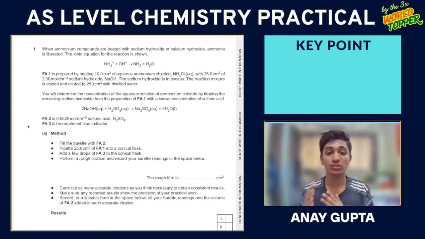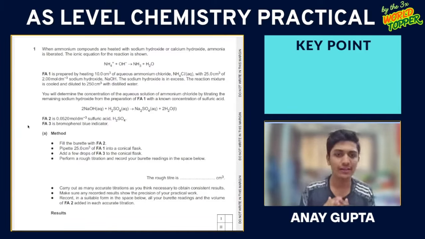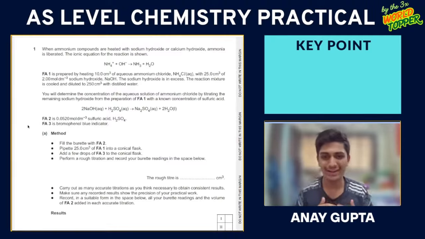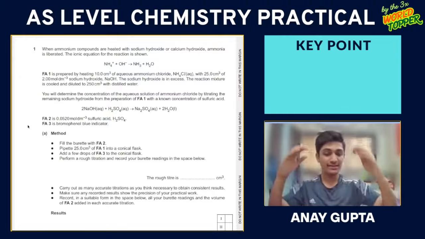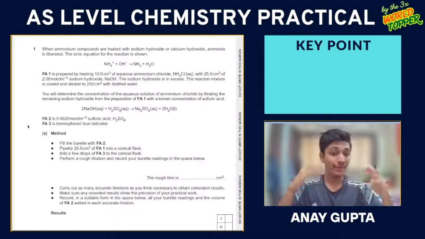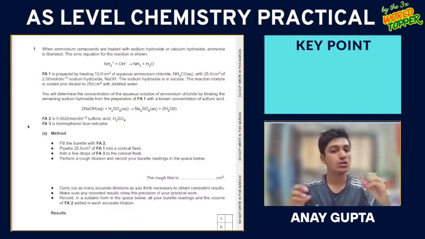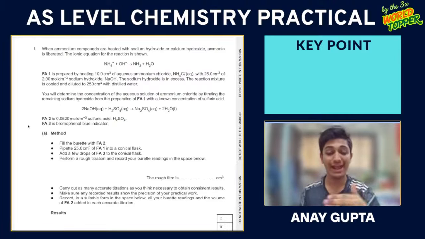You will determine the concentration of the aqueous solution of ammonium chloride by titrating the remaining sodium hydroxide from the preparation of FA1 with a known concentration of sulfuric acid. Okay, now this entire big paragraph, I just read it for you, but we can start with the question. Okay, so method: fill the burette with FA2.